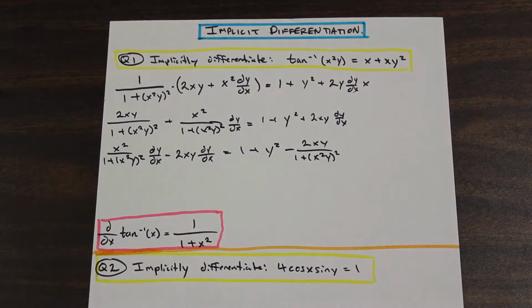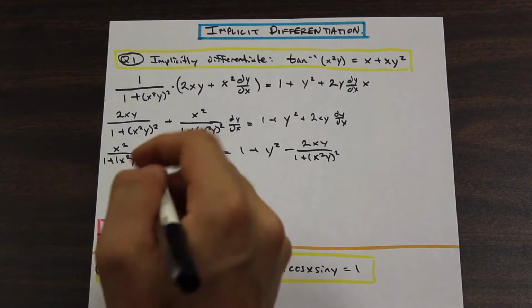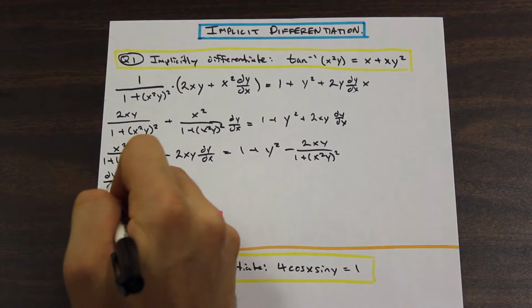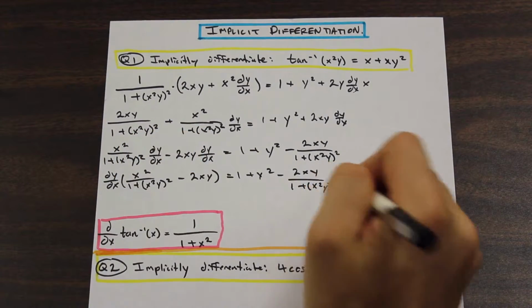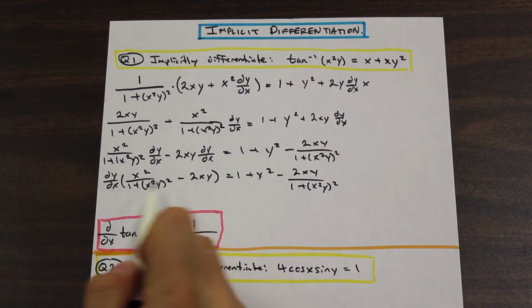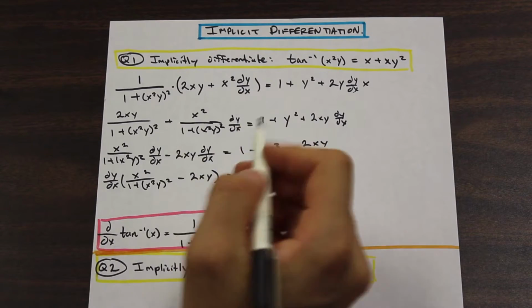All right, perfect. So this is looking like we can isolate for dy by dx, which is what we want to do when we're asked to implicitly differentiate. And we can do that just by factoring this out here. So let's go ahead and do that. Okay, that's looking pretty good. So now we've accomplished what we wanted to do. We've isolated dy by dx, and all we have to do is divide both sides by this term here.